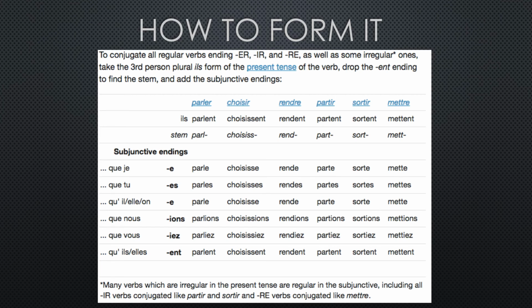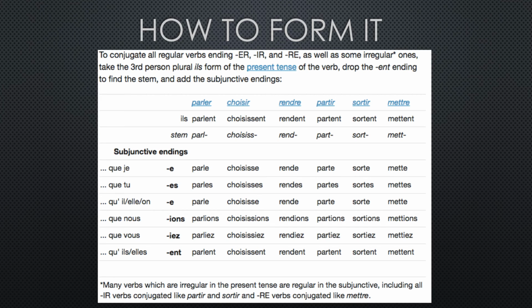You're going to go ahead and drop the ENT from the end, which will leave you with the stem of PARL. And the subjunctive endings, no matter if it's ER, IR, RE, and for the most part, regular or irregular verbs, are: je takes E, tu is ES, il will take E, nous is IONS, vous is IEZ, and then ils in the plural is ENT.